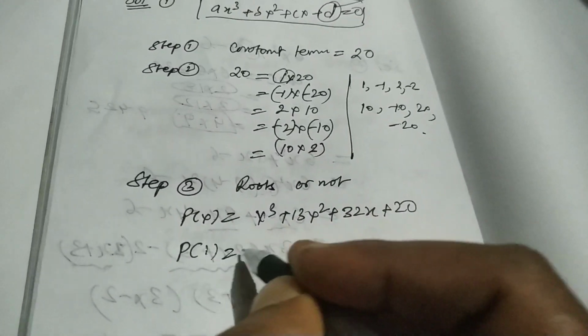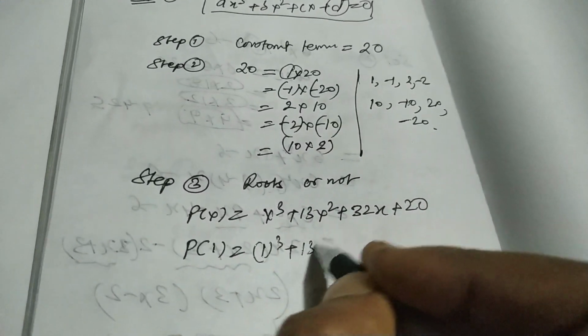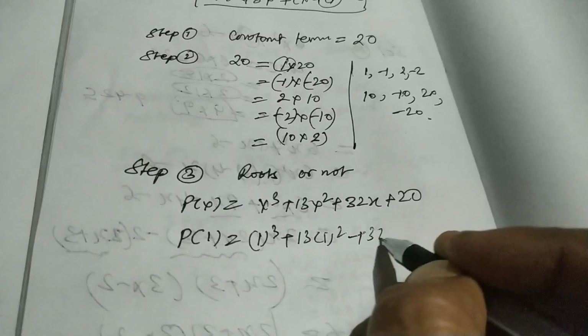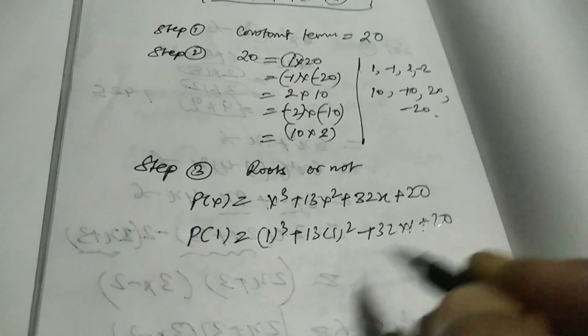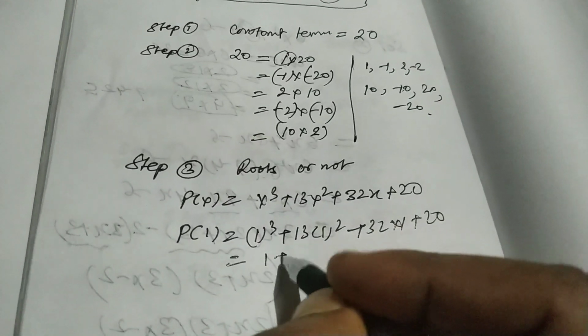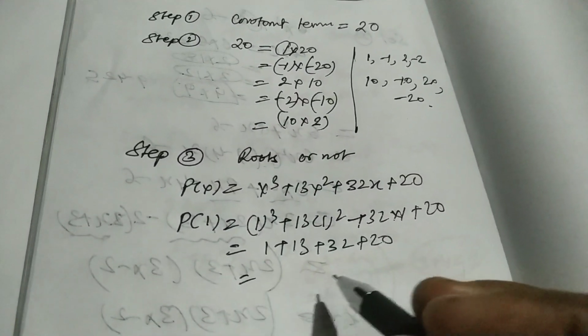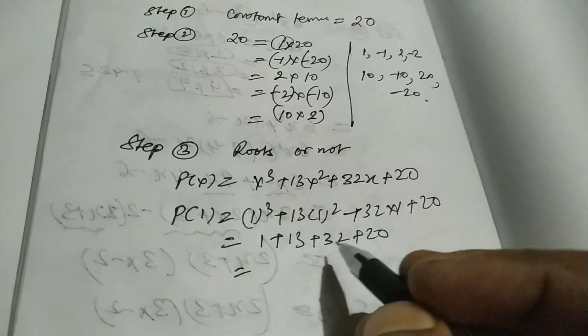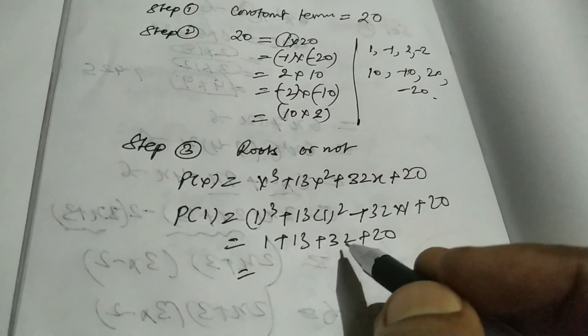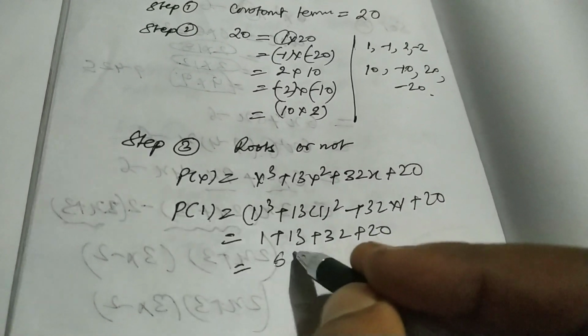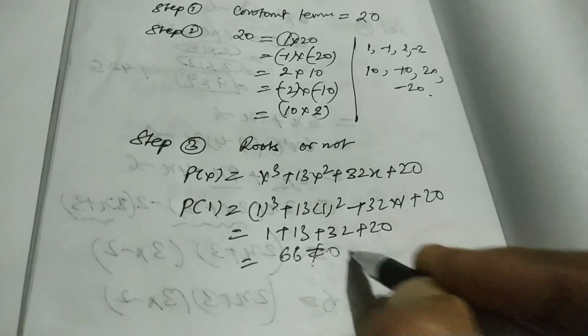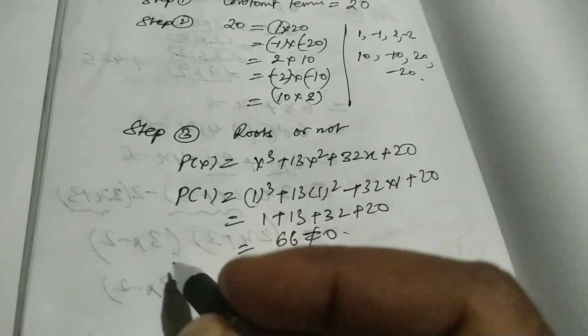This is p(1): 1 cube plus 13 into 1 square plus 32 into 1 plus 20. So this is 1 plus 13 plus 32 plus 20, which is 66, and 66 is not equal to 0. So 1 is not a root of this equation.